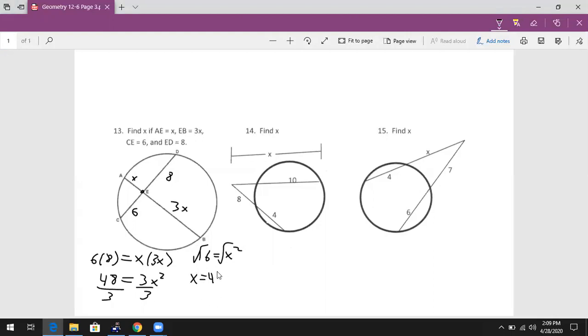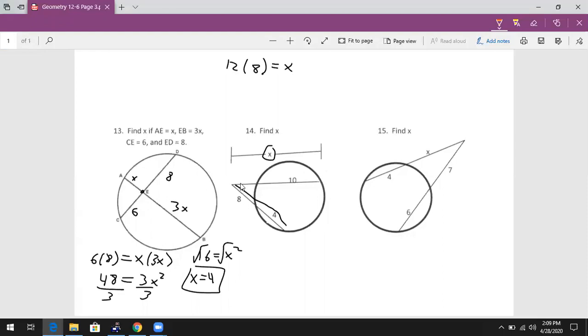All right. Number 14. 2 secants. So my rule is the whole thing, that's a sum of 8 and 4 here, or 12, times the part outside, 8, is, over here, the whole thing, which you can see is marked as x, times the part outside.